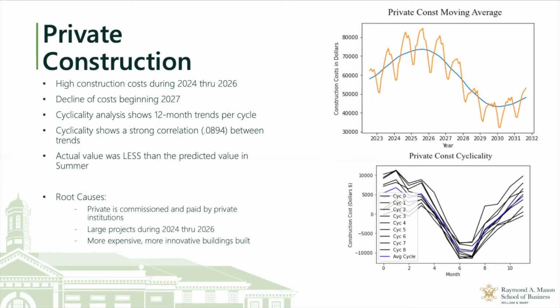With that being said, the cyclicality shows from cycle to cycle. And like I discussed in the previous slide, it is a 12-month period. So we are seeing that within the 6th all the way to the 8th month every year, we're seeing a low residual. What that means is that the actual value is really less than the predicted value in the summer.